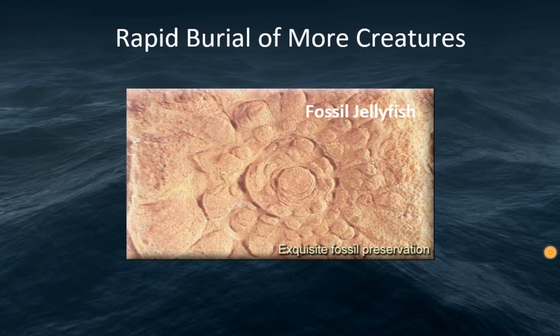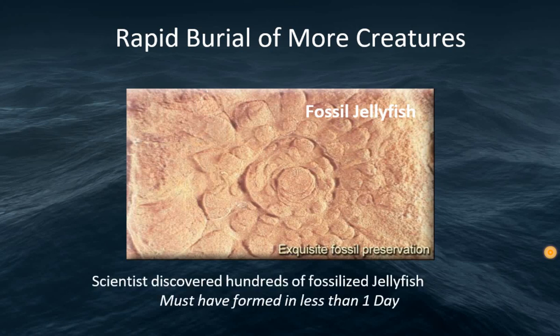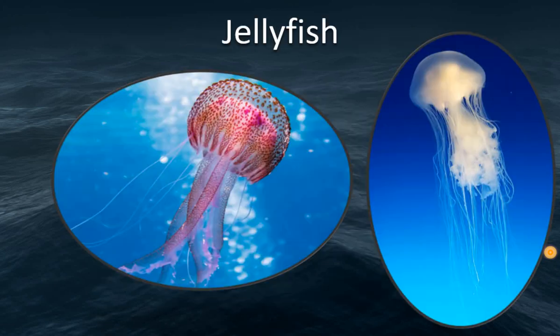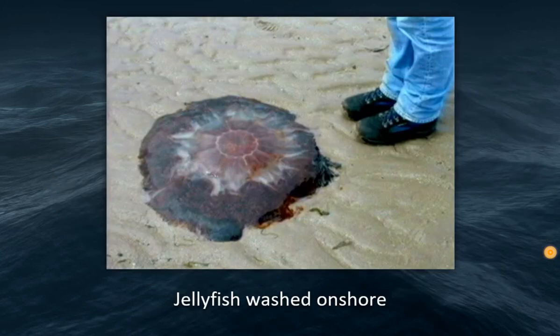It is a fossil jellyfish. Scientists discovered hundreds of fossilized jellyfish, and that had to form in less than a day. Why? Jellyfish have no hard parts at all. They're 95% water. How could they be fossilized? In fact, when jellyfish are caught in coastal storms, they're washed onto the shore, and there's a picture of a jellyfish fighting for survival, and they start pumping on the sand to get ready for the next wave to hopefully save them. But they're 95% water. They won't survive time at all. That's why they have to be fossilized within an hour. That's how fast it happened in the global flood.